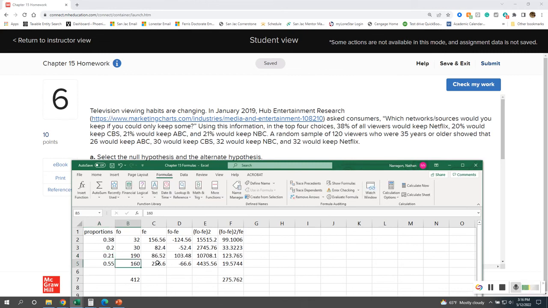ABC, 21% would have kept. But observation for ABC was 26 and 0.21. Also would keep NBC. That was 32. Notice that they did say a random sample of 120. So if I keep this, lets me know that I did get all the numbers in there. We just make sure we match up to the proportion.